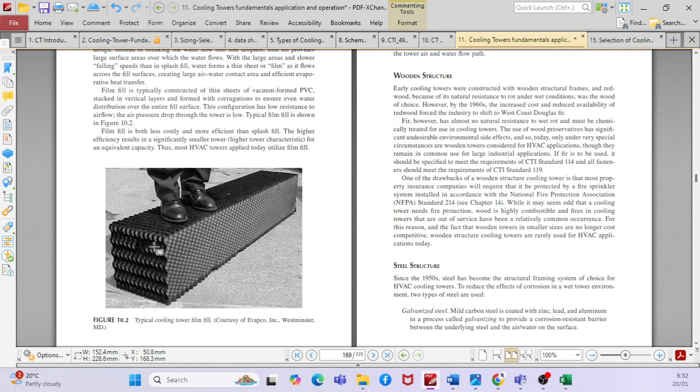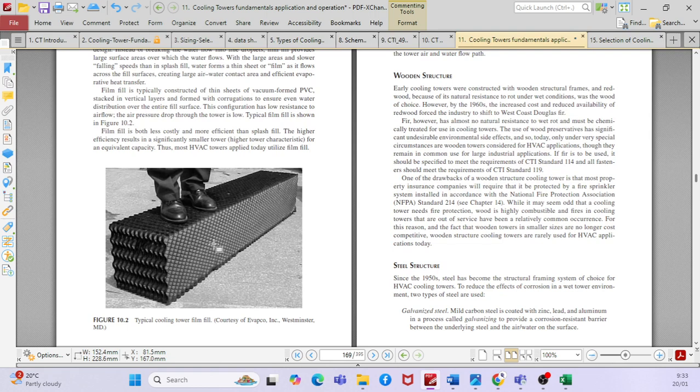This is called film fill. It is like a pad. Say for example you take a towel and open the towel in a vertical direction. When you pour water on the top of the towel, what will happen? The water will be absorbed by the towel, right? Then when the air passes through the towel, what will happen? The air gets cooled, right?